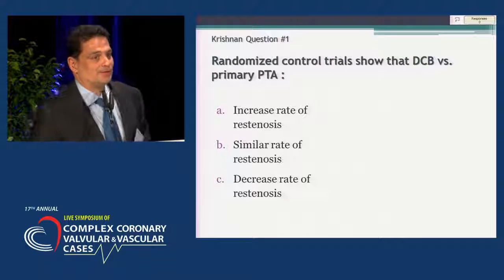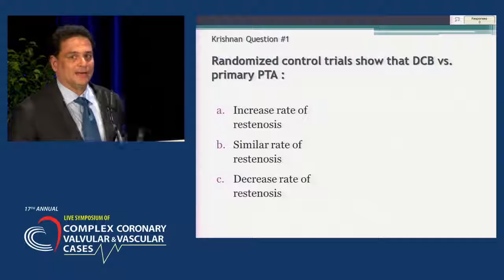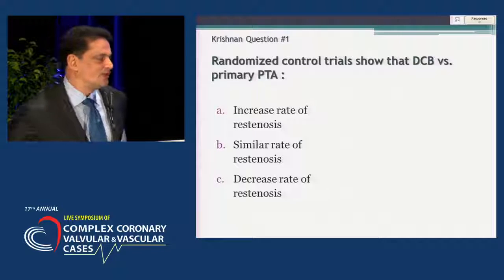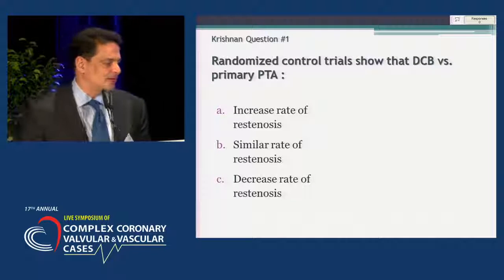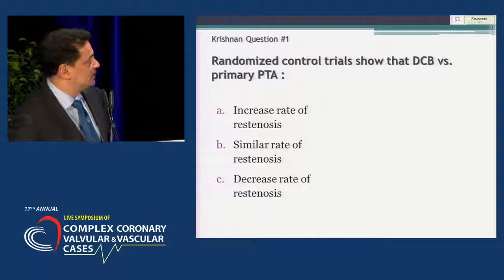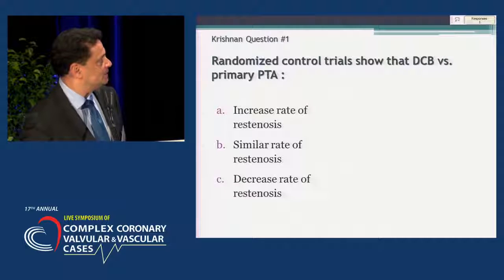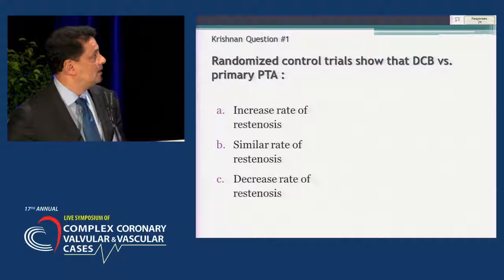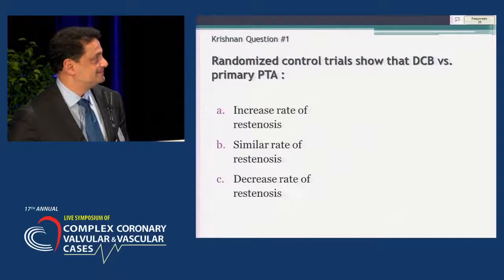Okay, so I've got 2 questions here. Again, I want take-home points, so my questions are very take-home. Randomized controlled trials show that DCB versus primary PTA: A, increases restenosis rate, B, has a similar rate of restenosis, and C, decreases restenosis rate. Everybody better get this right.